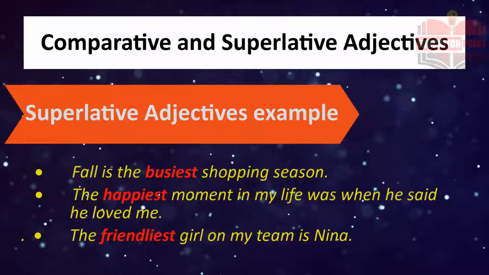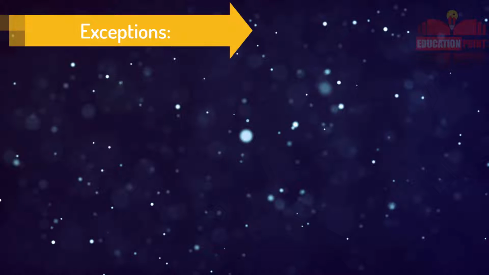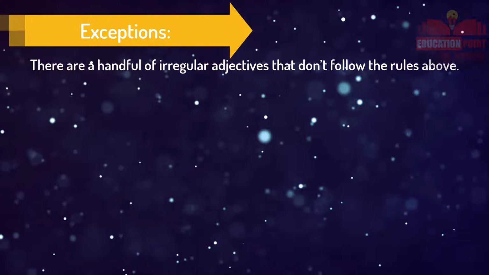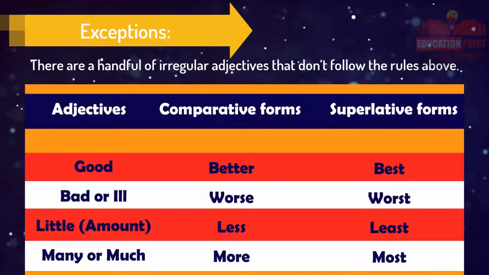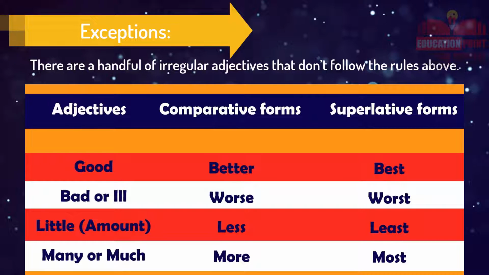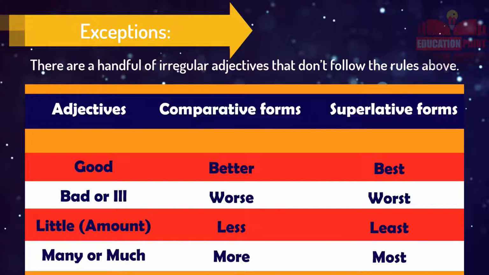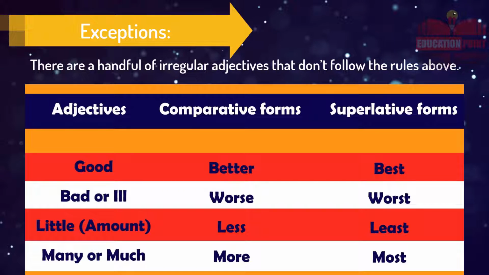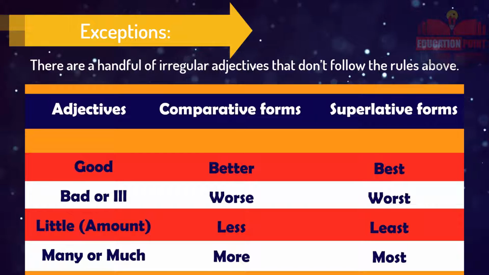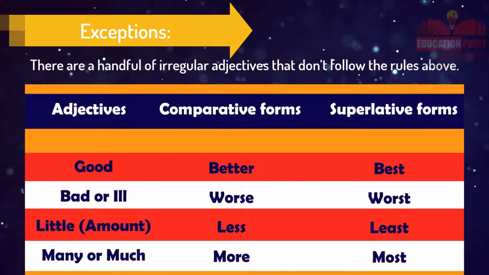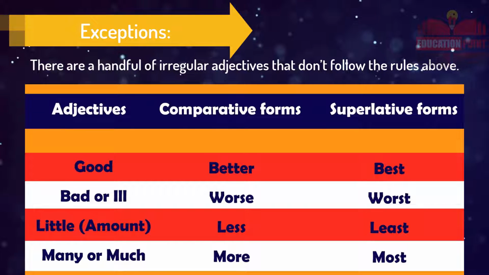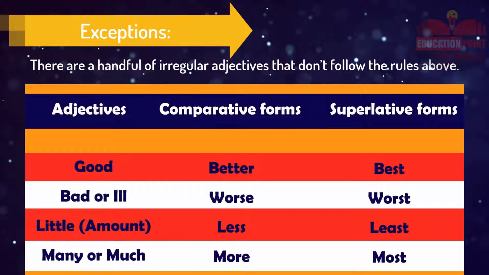Now, like every other grammar rule, superlatives and comparatives also have some exceptions. So let's understand those as well. We have a handful of irregular adjectives that do not follow the rules as stated above. Here, if you have the adjective good, the comparative to it would be better and the superlative to it would be best. Similarly, bad, worse, worst. Little, less, least. Many or much, which goes with the comparative form of more and most.